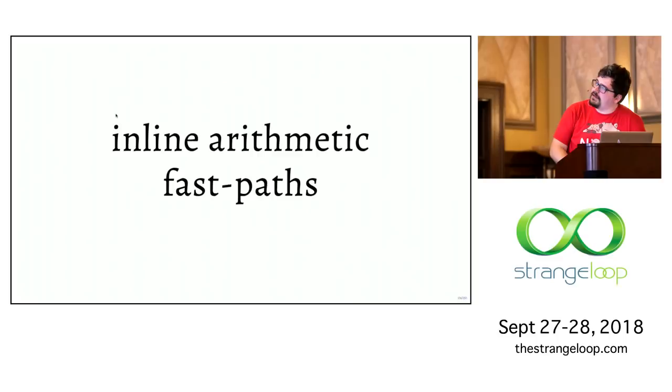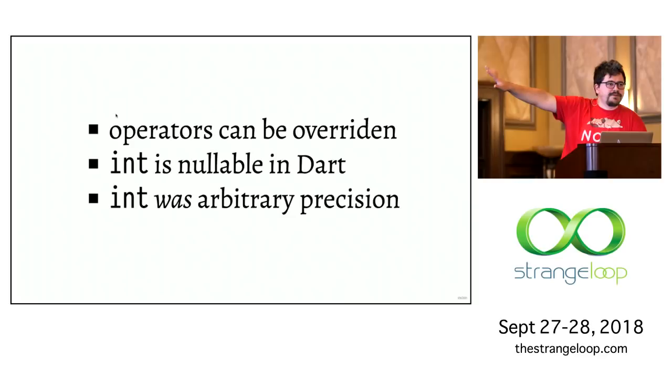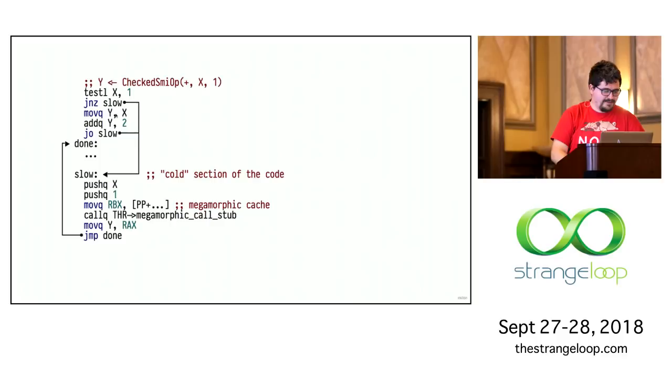We also did some inlining for arithmetic. In Dart, you would say arithmetic should be simple, but in reality, in Dart you can overwrite operators. So if you see a plus in the program, that doesn't mean it's arithmetic at all. It can be, I don't know, list concatenation. The int type is nullable, and int also has arbitrary precision. So you can take one, shift it by 1,000, shift it back, and you still need to get one. There is some assembly you can look at when I publish the slides. It doesn't really matter. You just put some fast paths for the arithmetic operations, and then in a slow section of the code, far away from the hot path, you put a generic fallback.